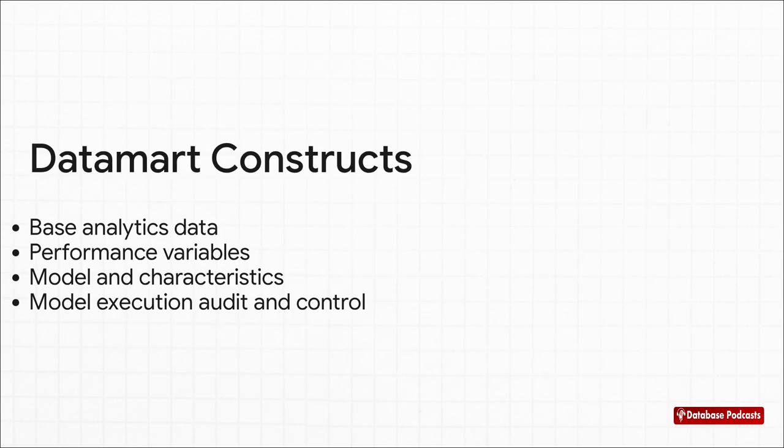So what's inside this one-stop shop? Well, it's typically structured into 4 key logical areas. It holds the base data we started with, our new, shiny performance variables, the actual trained models and their characteristics, and a complete audit trail of every time those models are executed. It's literally the entire brain of the solution, all packed neatly in one place.